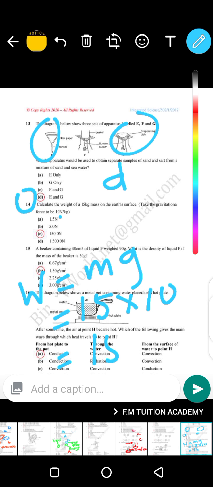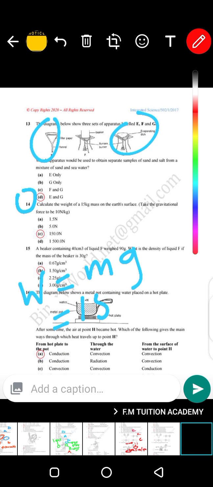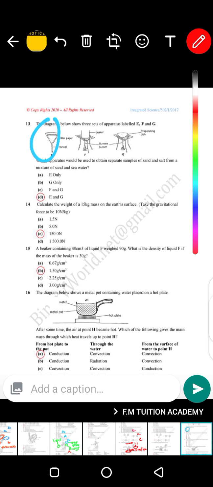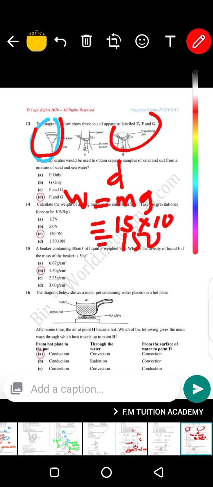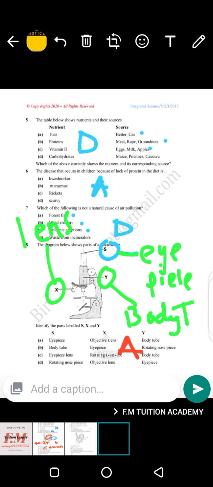So here the answer is D, as I said. This answer is D. This answer is C. Let me remove that. This formula, you should write it, is for that question. Weight equals mass times gravity. So the mass is 15 times gravity, which was 10, coming to 150. This is the 150 that is here. In case you didn't listen, that is how to do newtons. So you write that formula and whatever I was explaining.